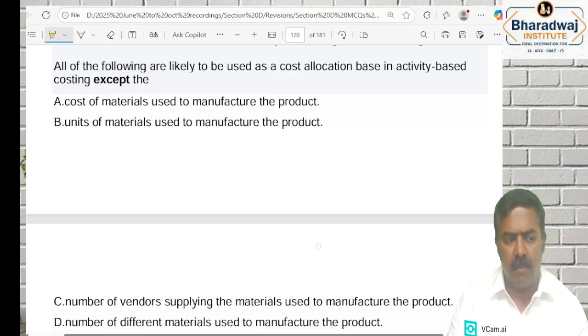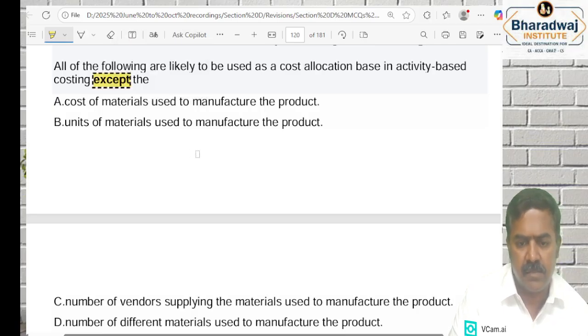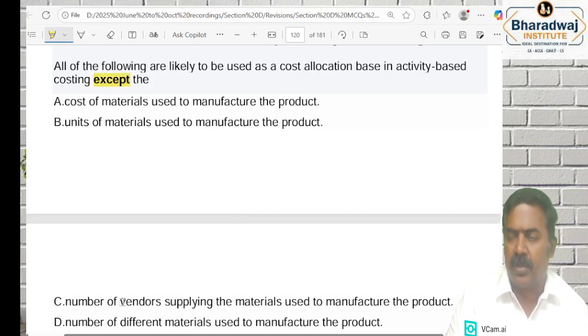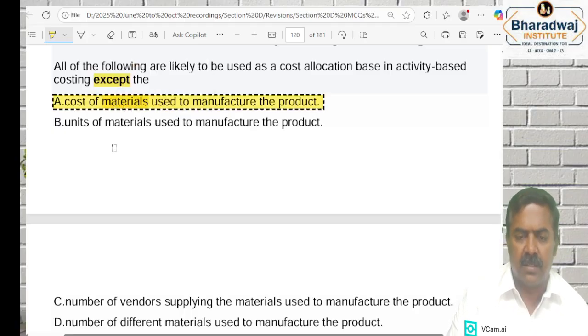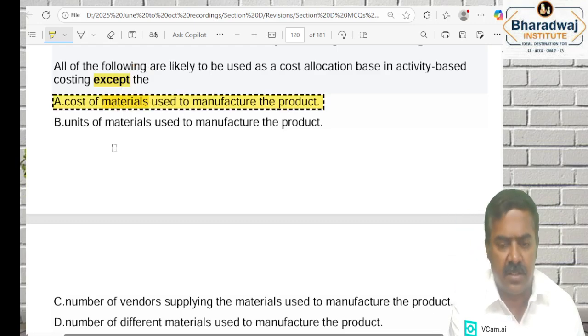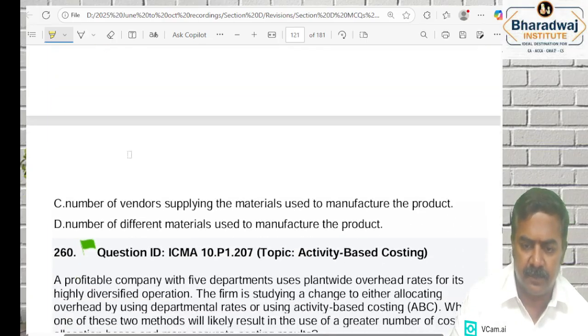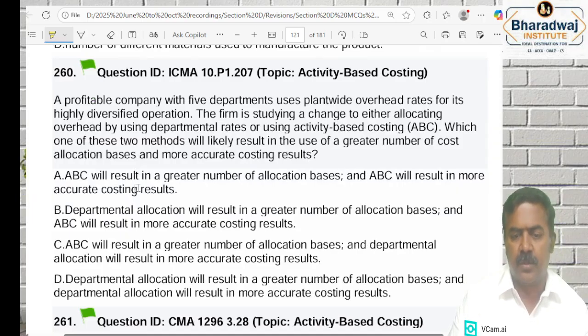Read the next one. Number of vendors is for purchase orders, different material used. Cost of material doesn't matter. Cost of material doesn't matter for activity-based cost allocation. It can be weight, volume, etc., but not what? The cost of material. Exception. Question number 260.